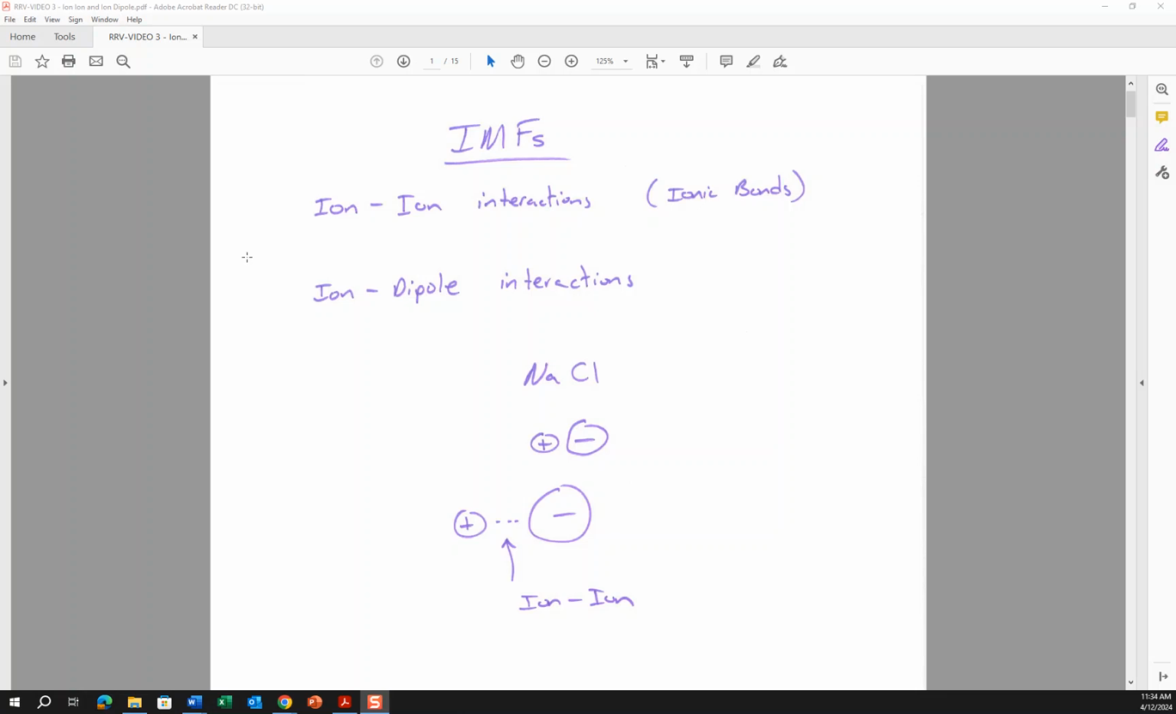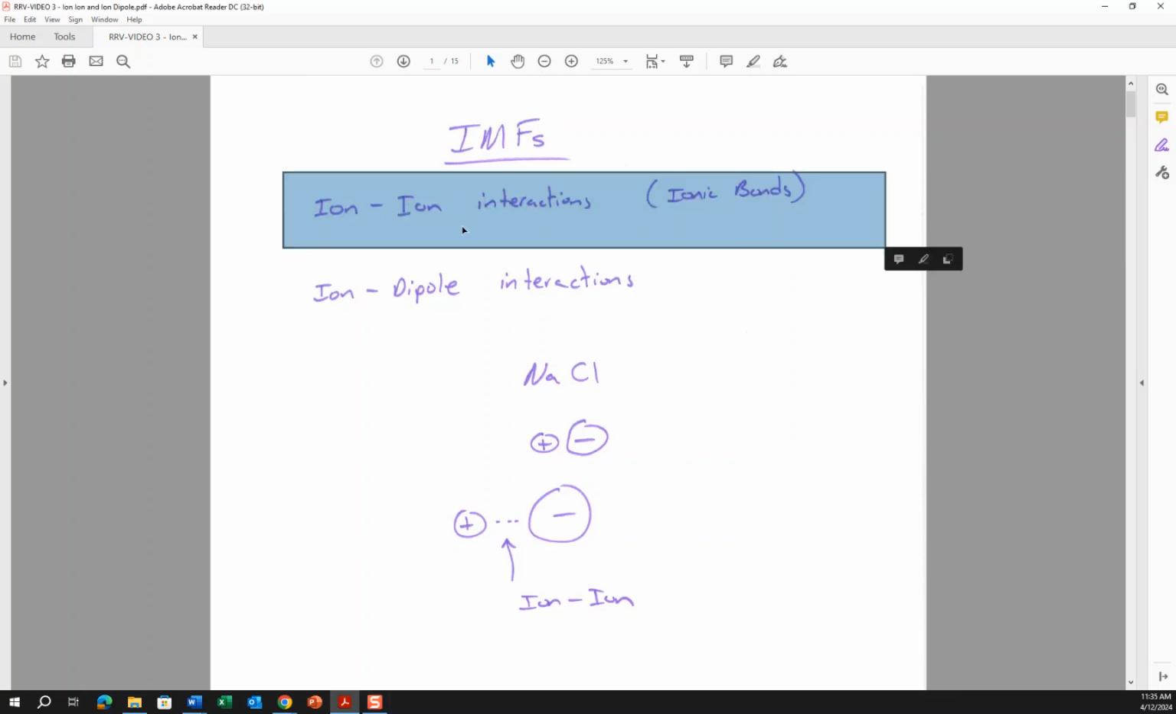All right, guys. So in today's rapid review video, we're going to be going over IMFs again, but the focus is going to be on ion-ion interactions and ion-dipole interactions. So we're talking about, basically, ionic bonds. So the strength of the ionic bonds between a cation and an anion.